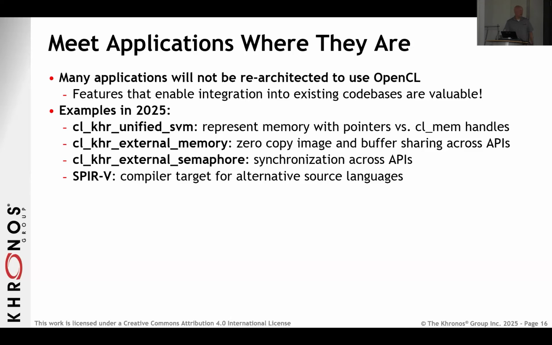And of course, we've also been enhancing and adding more support for SPIR-V as a compiler target for alternative source languages. So if you want to write your kernels in C++ or SYCL, or even some domain-specific language, or really anything that you can represent with something like MLIR or the LLVM framework, you can compile it to SPIR-V and then execute it through OpenCL.